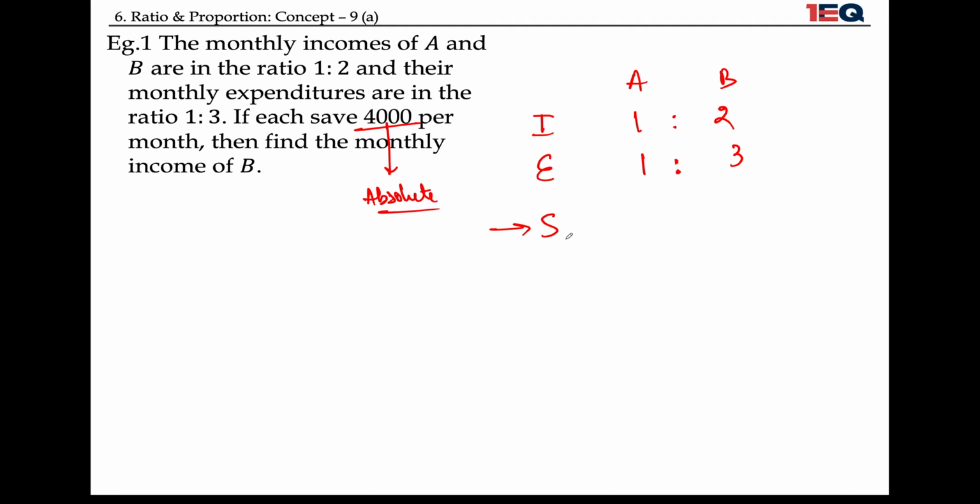But here in savings, I can easily say that each one of them is saving 4,000 rupees a month. So I need to find out what is the monthly income of B. Let me be very clear about this: whenever we are using the cross multiplication method, the only outcome you can achieve is the first row.